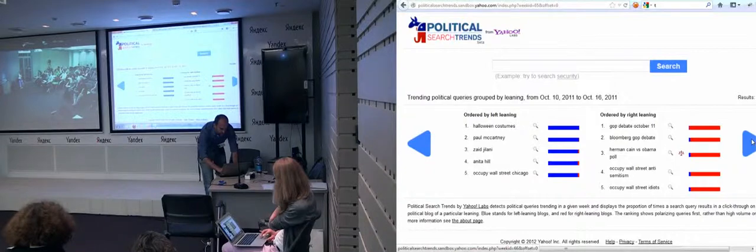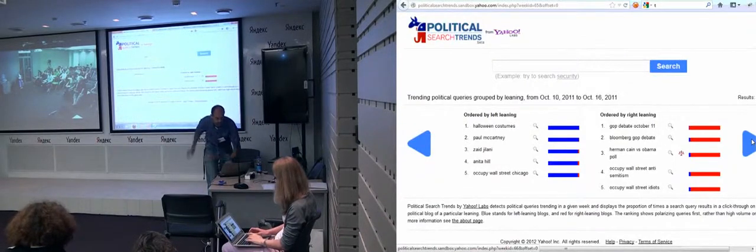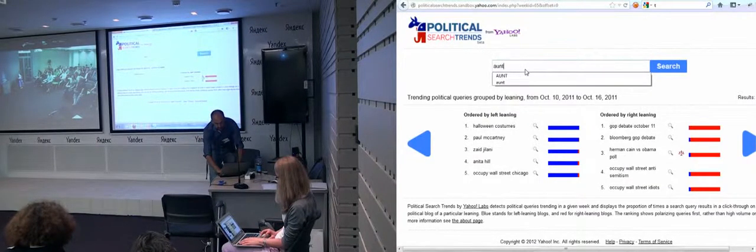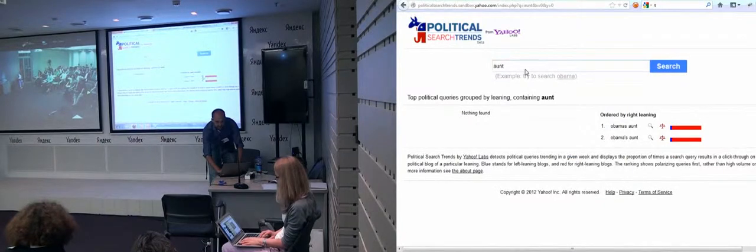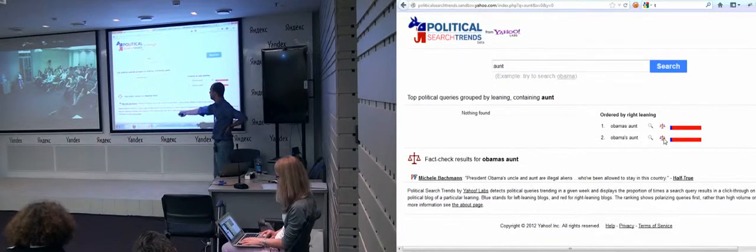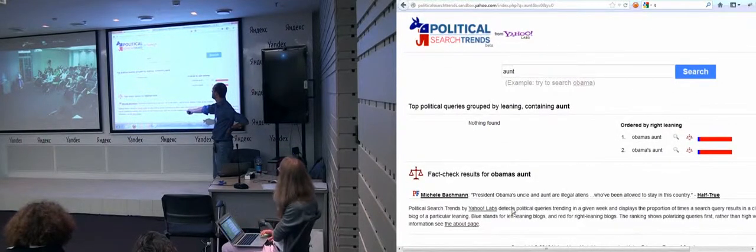I'll show you one other feature, because I will explain how this works in the talk, and it's another feature I will also be referring to in my presentation. For certain queries, you see this symbol here, the scales symbol. If you click this, it says fact check results for Obama's aunt. So what does it say at the bottom? Here's a quotation of something said by Michele Bachmann: President Obama's uncle and aunt are illegal aliens who've been allowed to stay in this country.